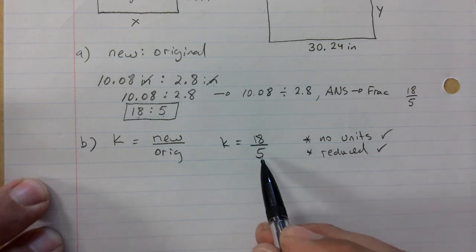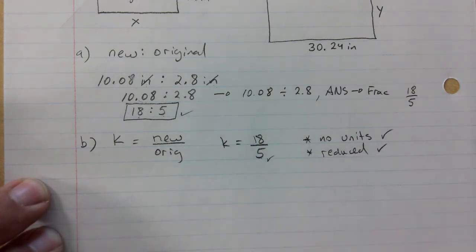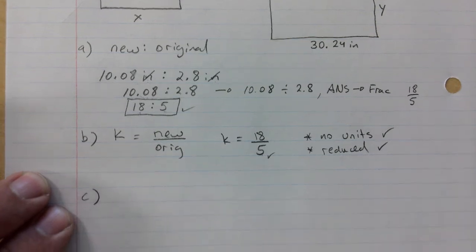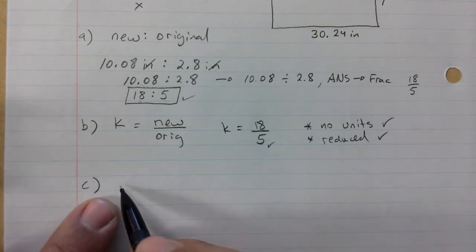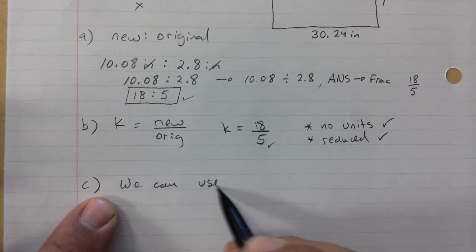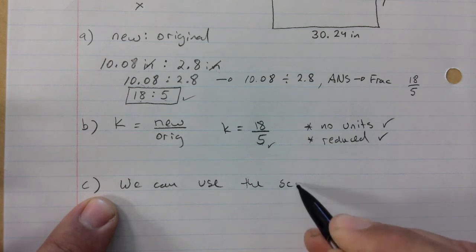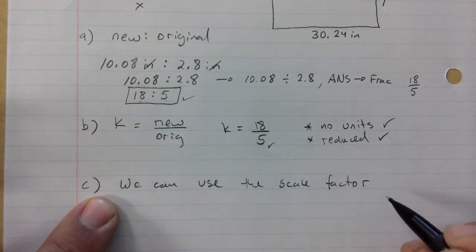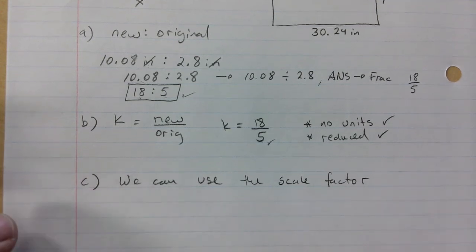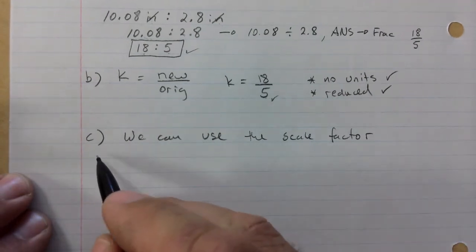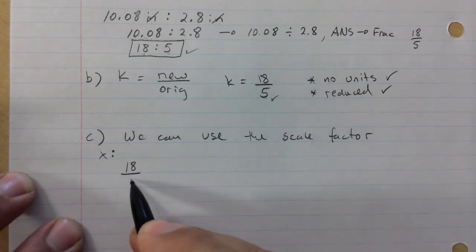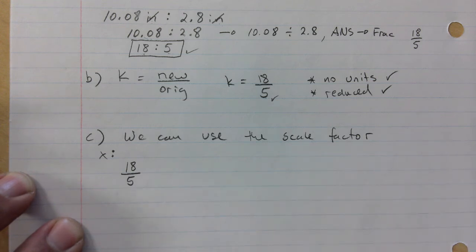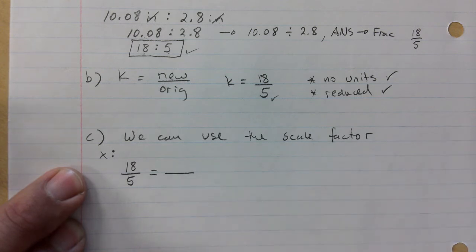So that's that. We got our scale. We got our scale factor. It could be stated as a decimal or percent. It's all good. And C, let's find the unknown dimensions. We can use the scale factor. So to solve for x, I'm going to use the scale factor, which is 18/5. Remember, that is the constant by which things have been enlarged, okay? So 18/5, no units.